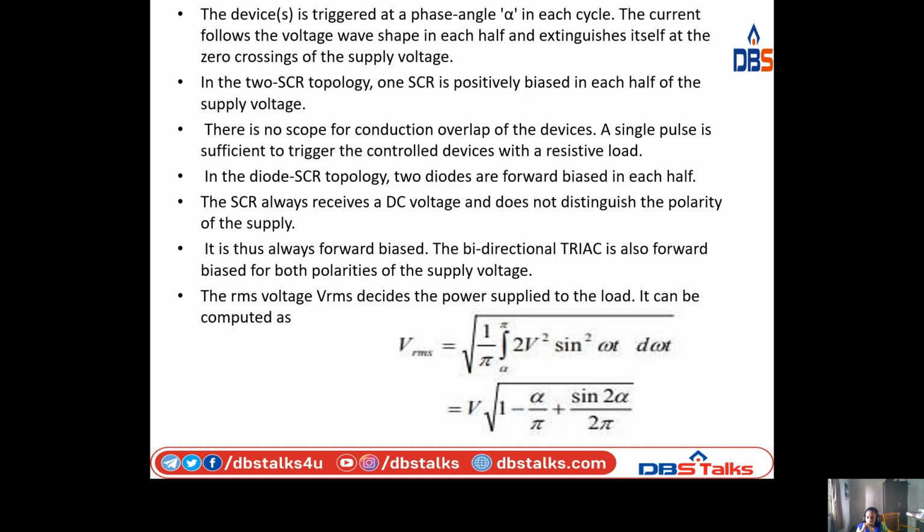So we have calculated Vrms equals root of 1 by pi integral from alpha to pi of V square sin square omega t d omega t. When we simplify this equation, integrating and substituting limits alpha to pi, we get the RMS value of the AC voltage controller: Vrms equals V into root of 1 minus alpha by pi plus sine 2 alpha by 2 pi.